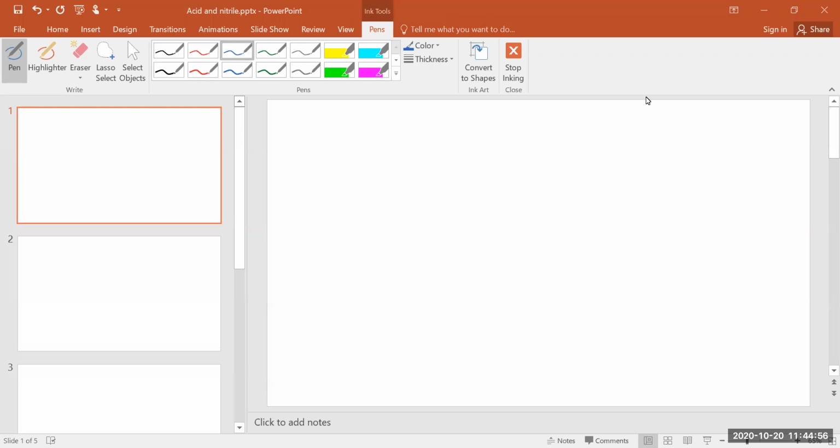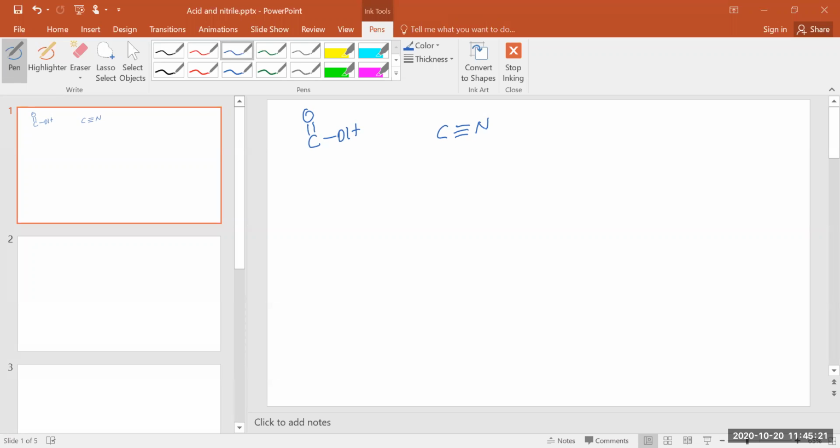Next chapter will talk about two functional groups, carboxylic acid and nitrile, carbon triple bond nitrogen. Okay. So this again will review many reactions.